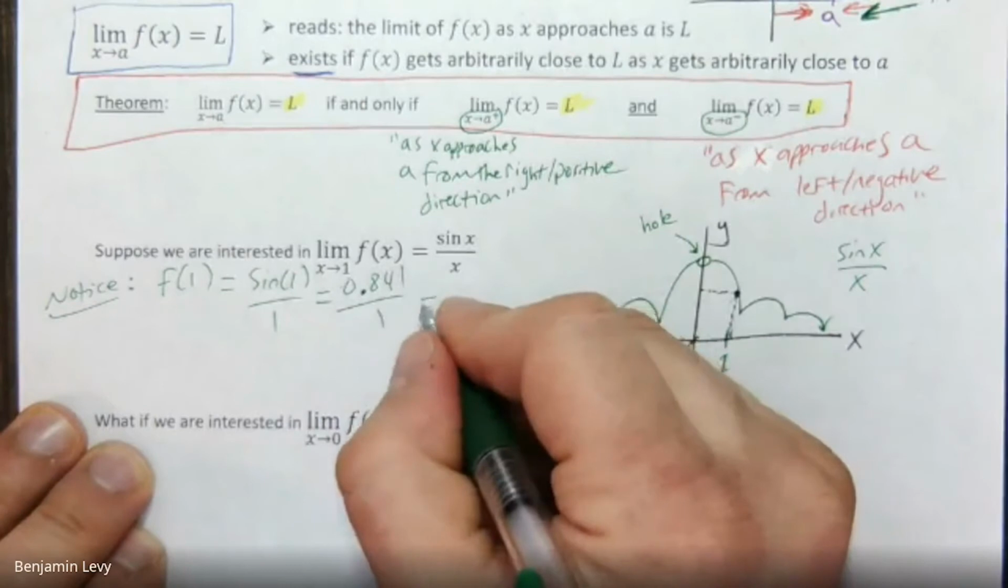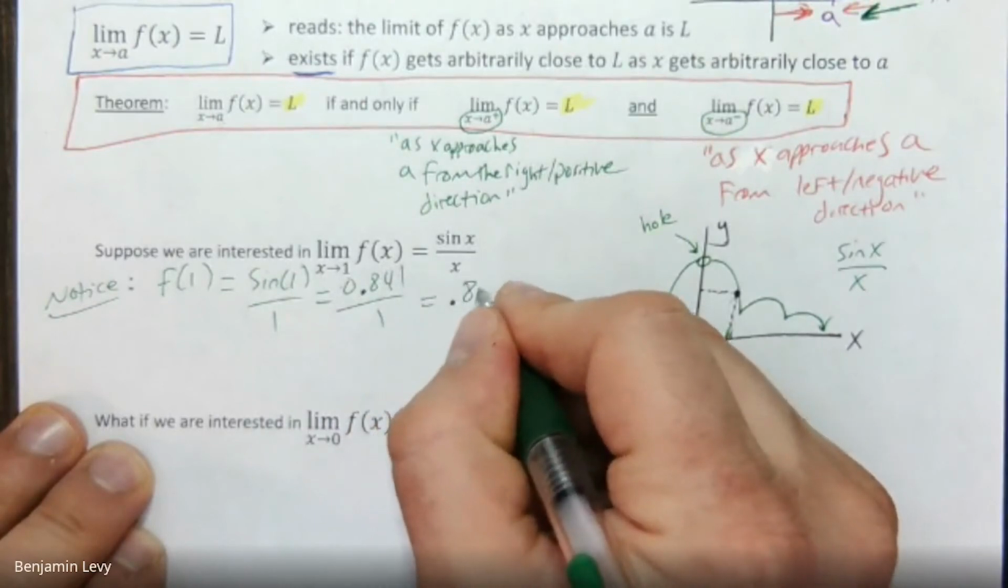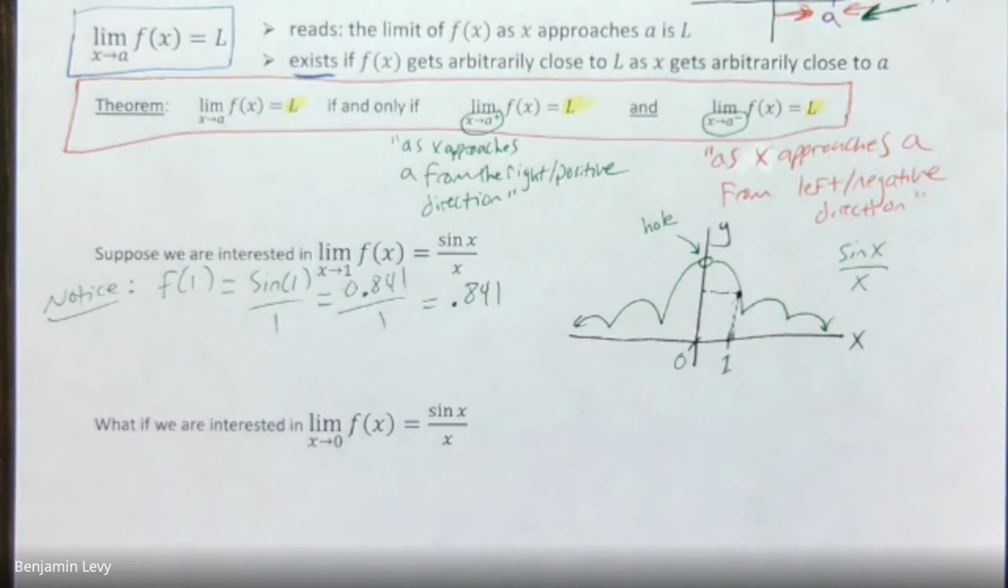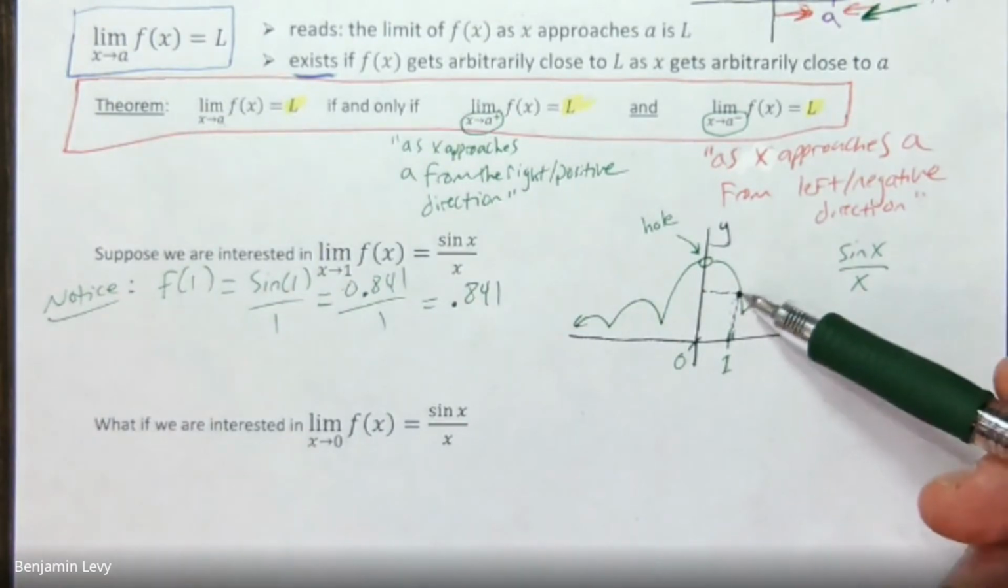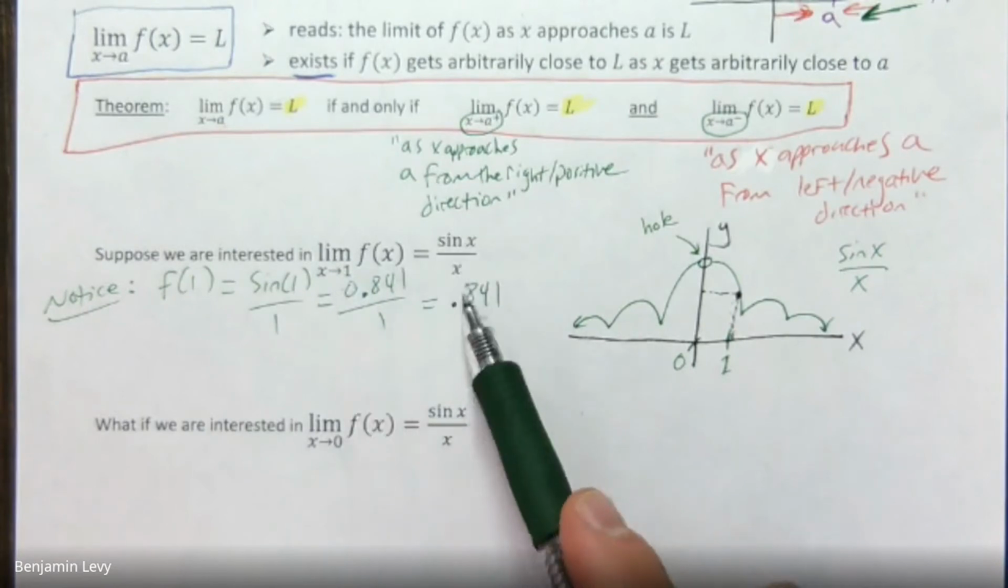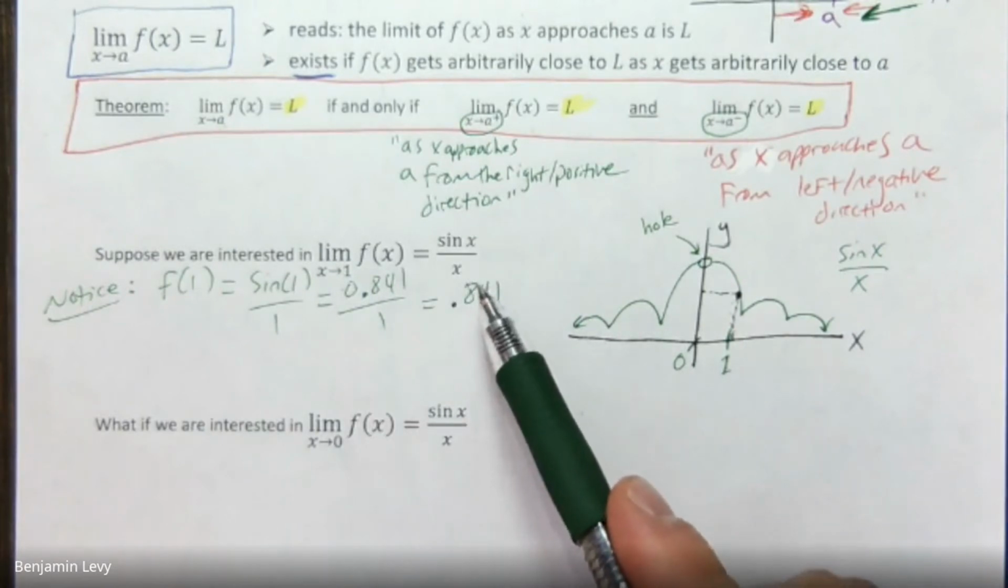And so it turns out at this point, it actually has a value. And so if you can plug a number into the function, then the limit exists at that point, and it equals whatever that value is.